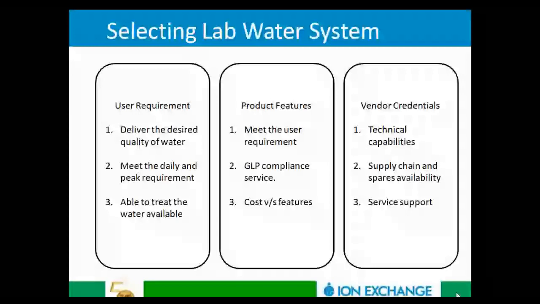And the third important thing is about the service support. It's not only the technical service, it is not only about the installation, it is also about the application support. So if the user is able to define the parameters in these three matrices of the user requirement, product features, and vendor credential, and market, they would be able to easily identify the product and the vendor.